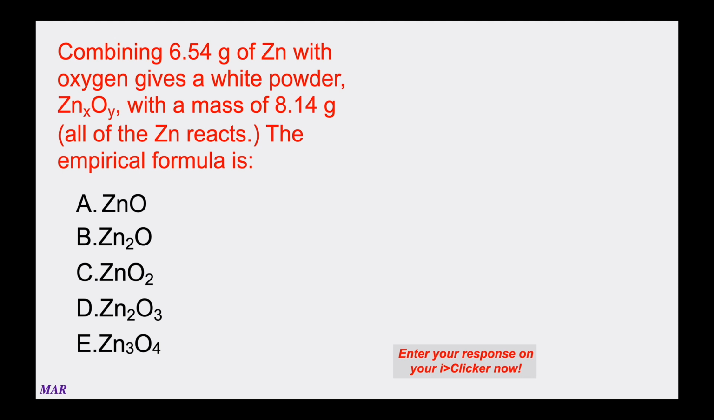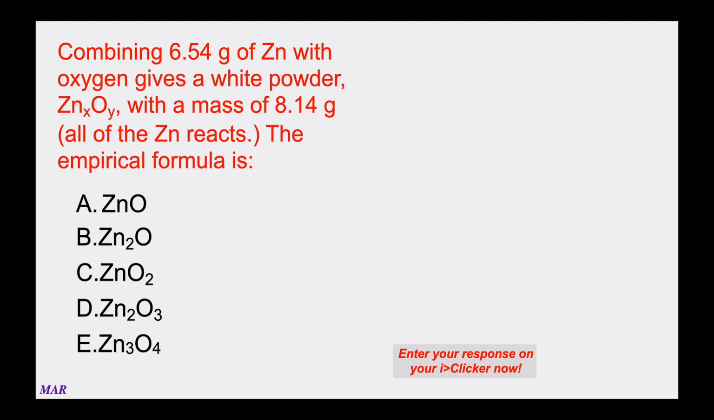And the zinc oxide, this white powder, has a mass of 8.14 grams. And we're going to assume here that all the zinc reacts. We can use this information to find the empirical formula. So what you should do on this problem is think about how to isolate the grams of zinc that reacted and the grams of oxygen that reacted.